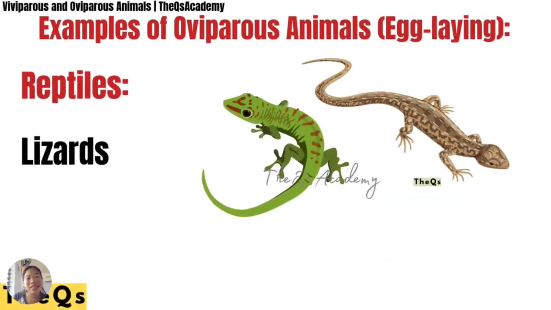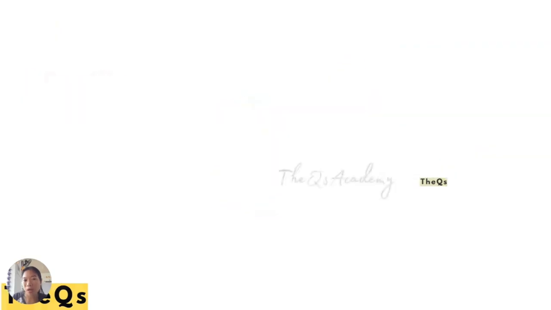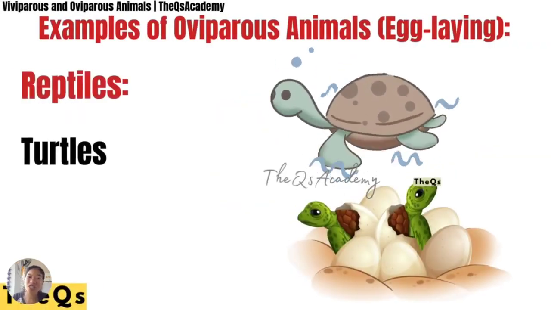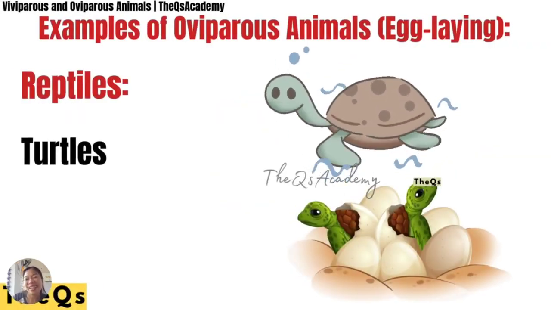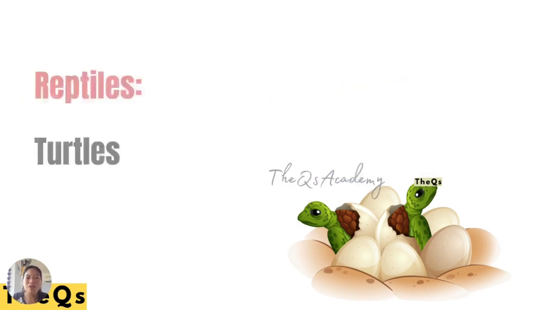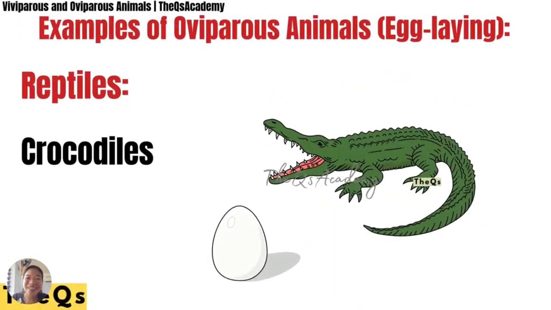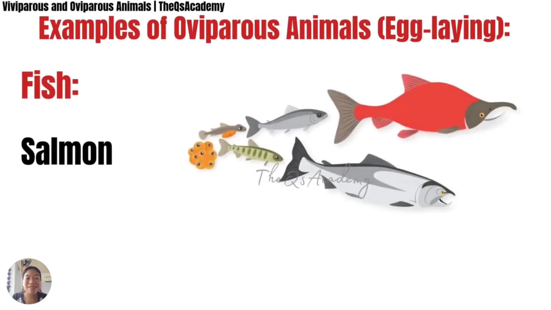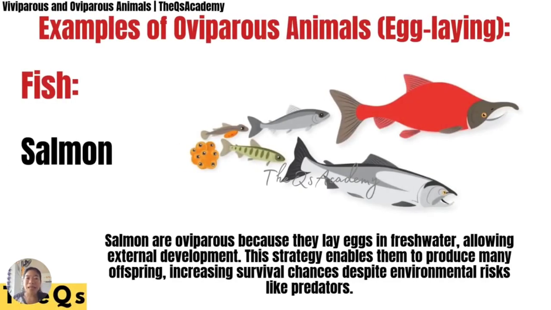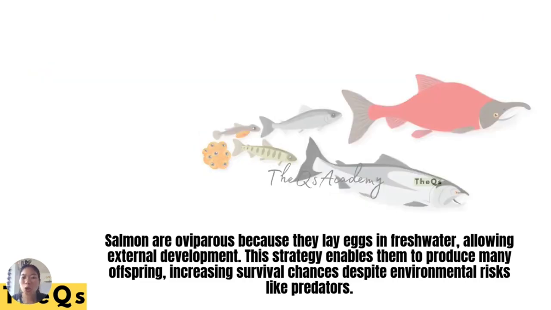So we have also lizards. Common lizards lay eggs, except the one that we mentioned a while ago. We have also turtles. Turtles lay eggs, so they are oviparous. And crocodiles, that's right. And the salmon fish. Salmon are oviparous because they lay eggs in fresh water, allowing external development. This is different from the other fish that we mentioned already.